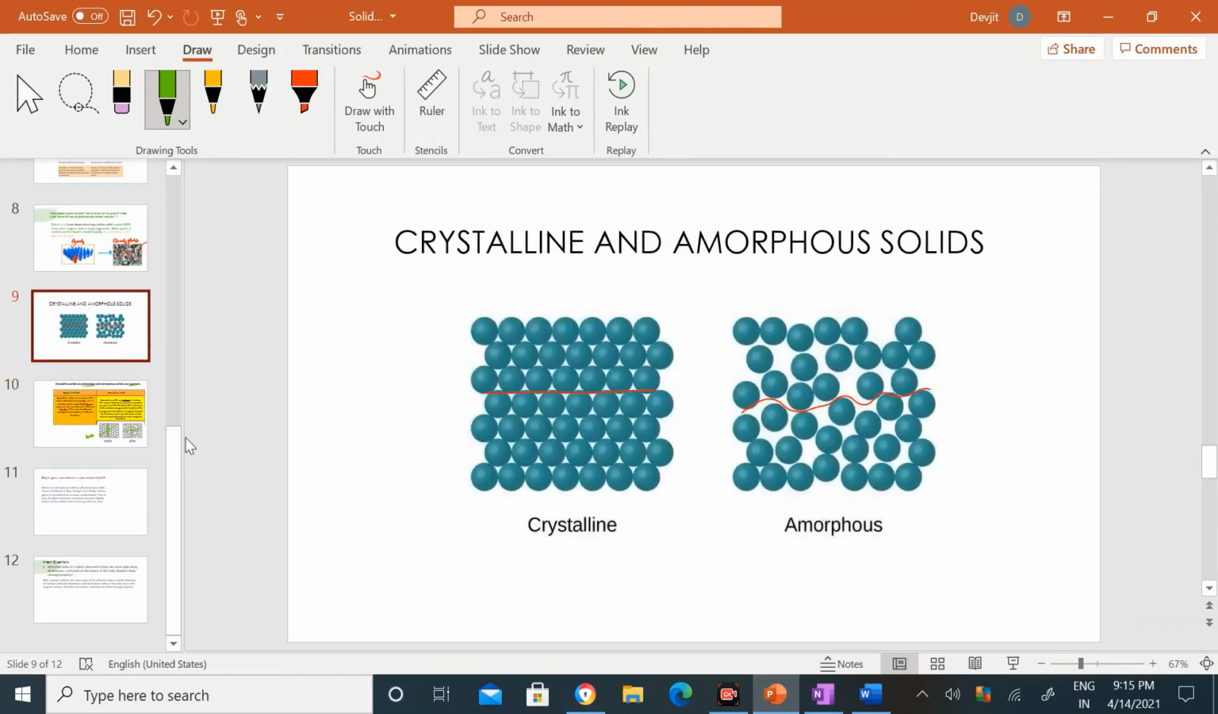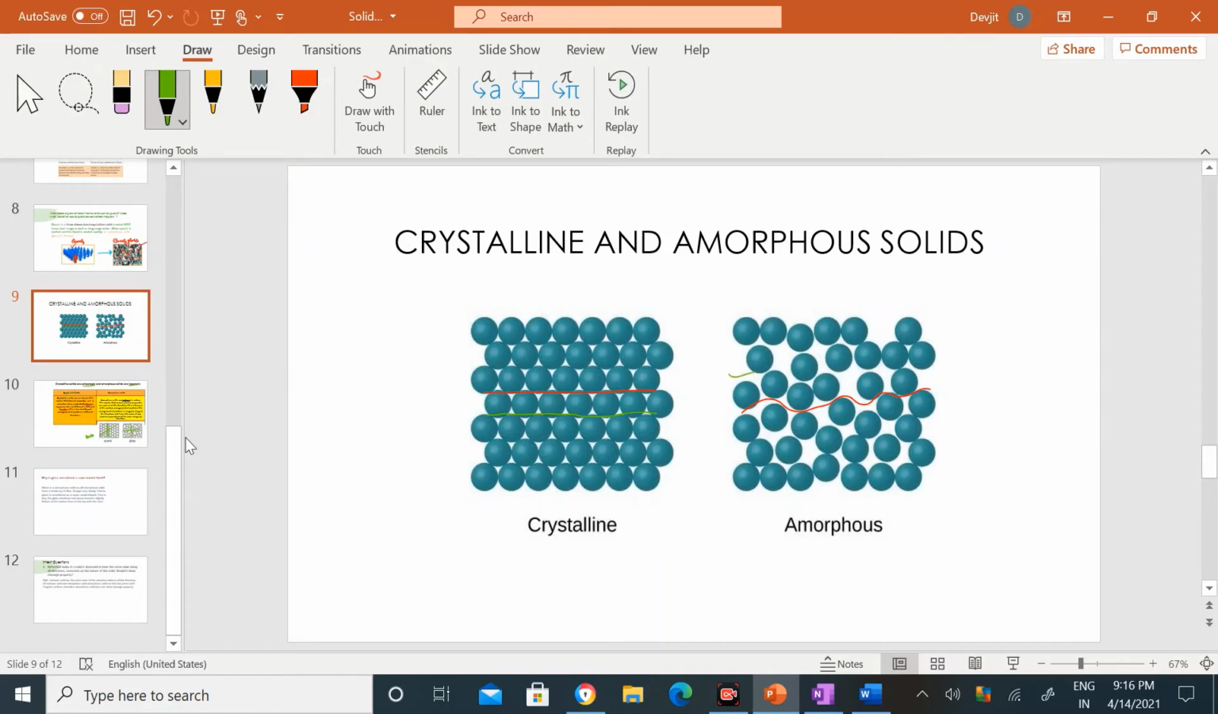Look at this. This is crystalline. Atoms are arranged in a very good regular pattern, an entire crystal. So I will get a similar type of space or cleavage anywhere I cut it. Like if I cut here, again I am getting a sharp, clean cleavage. Whereas in amorphous, it is random.